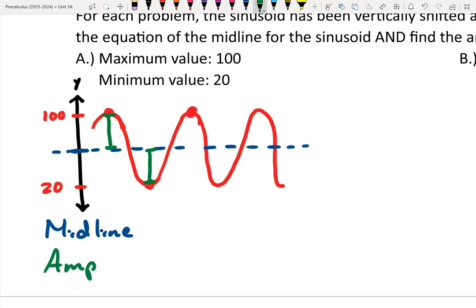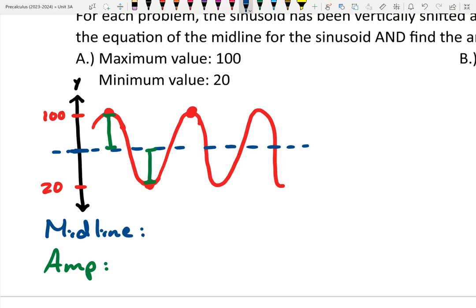So I want you guys to think about what is some way, with just that information, how could you determine the midline and amplitude? So go ahead and take a minute, think about it, talk in your groups. Can you figure that out?